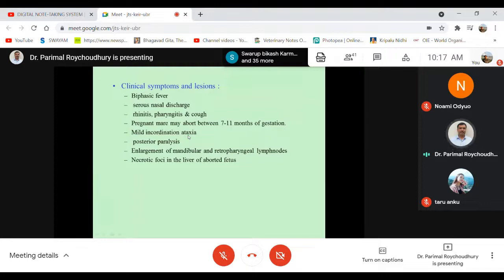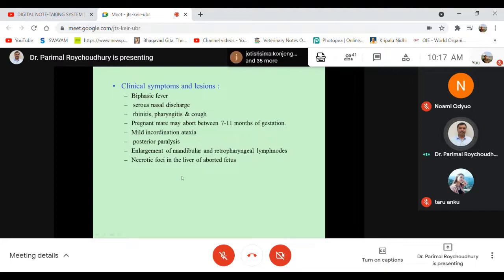Mild ataxia, as I said, is because of the inflammatory changes. Edematous swelling that occurs in the brain tissue may lead to incoordination and ataxia. Of course, this is reversible. Then sometimes posterior paralysis also occurs because of pressure on the nerve from the edematous swelling. And this is basically because the endothelial lining cells of the blood vessels are damaged. So necrotic foci in the liver of the aborted fetus is a diagnostic feature.